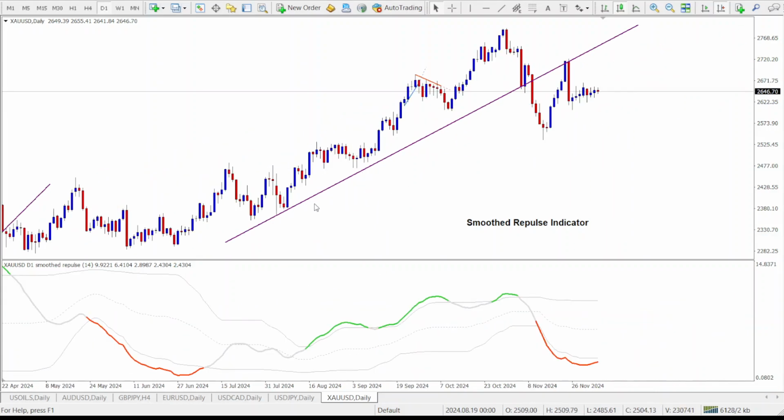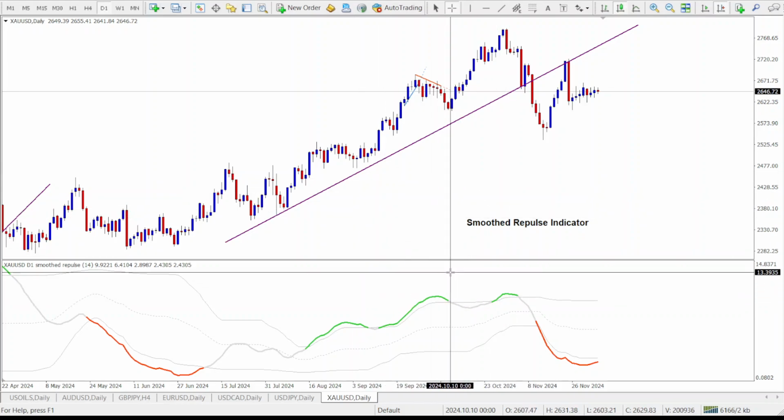So we can see that the color changed to green, showing that this was a good time to enter a buy. After entering that buy, you can set your stop loss below the previous swing low, and then you can take your profits when the color changes to red. That is if you would like to hold your trades for long, okay?